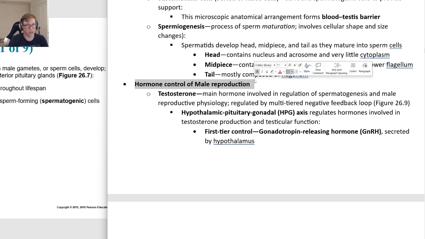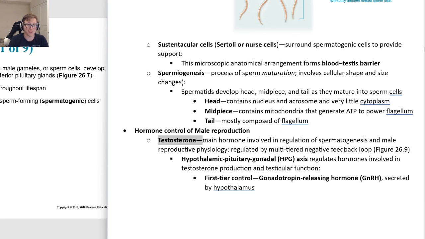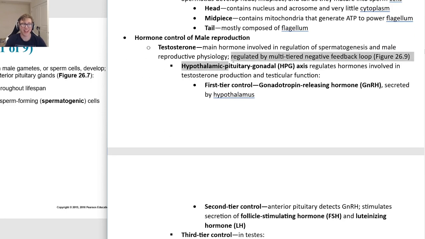Hormone control of male reproduction. Testosterone is the main hormone involved in the regulation of spermatogenesis and male reproductive physiology. It's regulated by a multi-tiered negative feedback loop, and we'll actually have a picture of it. We have the hypothalamic-pituitary-gonadal axis. This is going to regulate the hormones involved with testosterone production and testicular function. Pause for a second. What cell type produces testosterone?